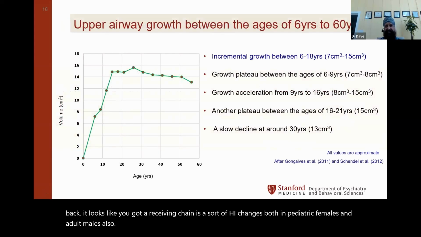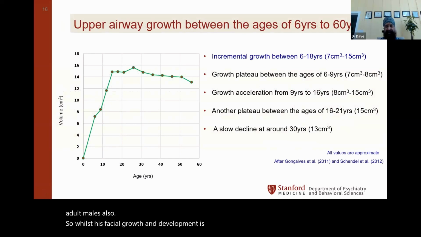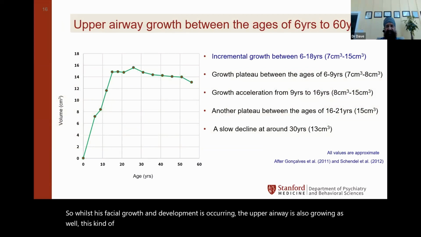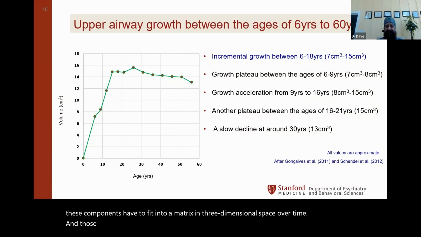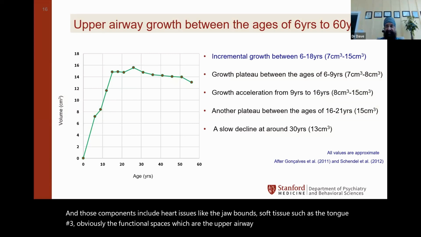Whilst this facial growth and development is occurring, the upper airway is also growing. This ties into an idea called the spatial matrix hypothesis: these components have to fit into a matrix in three-dimensional space over time. Those components include hard tissues like the jaw bones, soft tissues such as the tongue, number three, the functional spaces, which are the upper airway, and of course the dental tissue, which is the teeth.